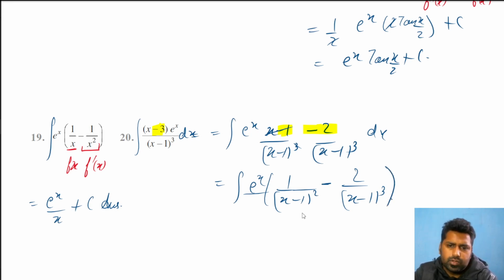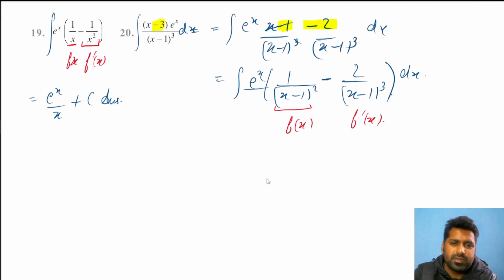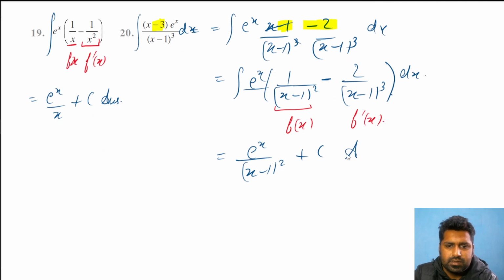So clearly 1 upon x minus 1 whole square is differentiated, take it to the numerator, power minus 2, power minus 2 comes down, so negative 2 is here, and minus 2 minus 1 is minus 3. Take this as f(x), this is your f dash x. So after that, that's the only setting required. You have to create f(x) plus f dash x, that's it. e raised to power x upon x minus 1 whole square plus c.